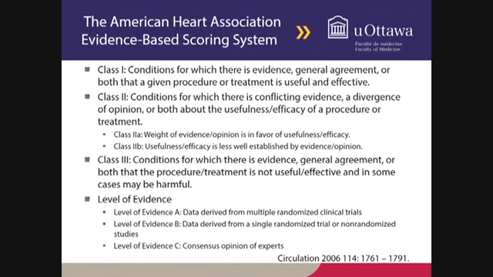What the Heart Association has done is to classify the level of evidence. Class 1 is randomized control trial. Class 2 is a number of studies, some are for, some are against. 2A is in favor. 2B is maybe not so in favor. 3 is definitely it may do harm.